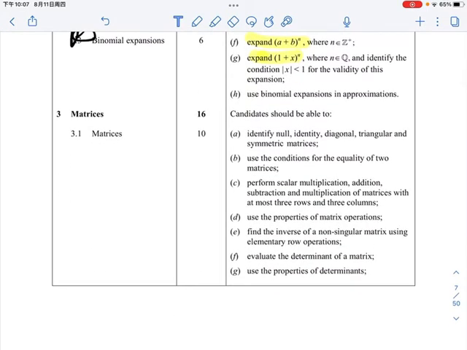Okay, so let's go to number 3, matrices. Matrices, I would say, is the easiest one in your first term syllabus, so you don't need to worry too much.